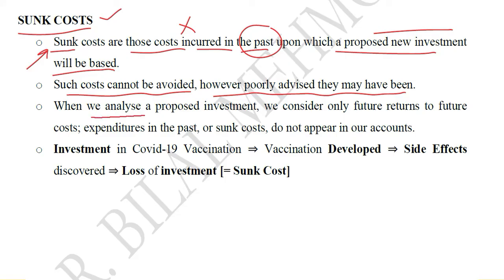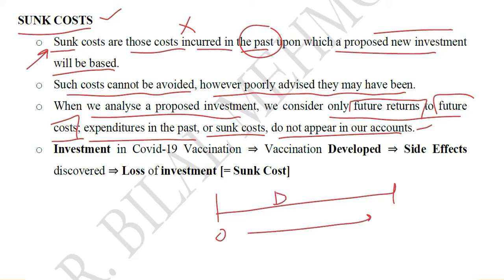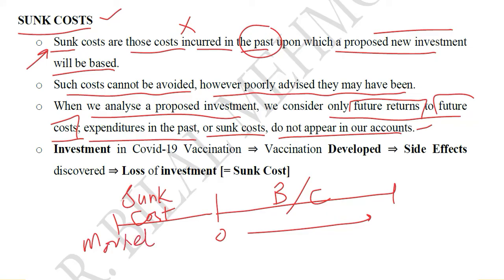So when we analyze a proposed investment, we consider only the future returns to future costs. So you can see we are focusing on future returns or future benefits and the future costs, not the expenditures in the past or the sunk cost. They do not appear in our accounts. For instance, if we are starting the project from now, it will go on and we will include the B's and C's, whereas the homework that we have done here in the form of sunk cost, which can be market survey, for example, it will not be recovered no matter we go for the project or we don't.